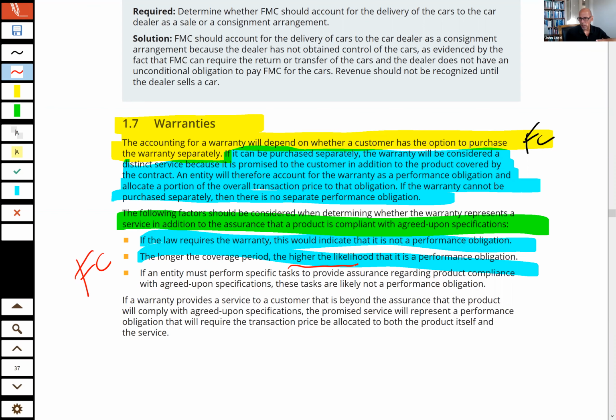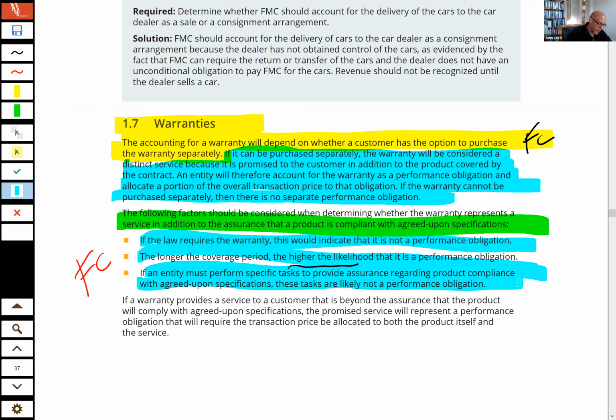So sometimes I like something to just all be on one side of the ledger or the other. They kind of float back and forth here. But anyway, if an entity must perform specific tasks to provide assurance regarding the product compliance with agreed upon specifications, then the tasks are not likely a performance obligation. So if it says, hey, this thing has to withstand so many hours of use or something, and that's what's covered by the warranty, then it's not a separate performance obligation.